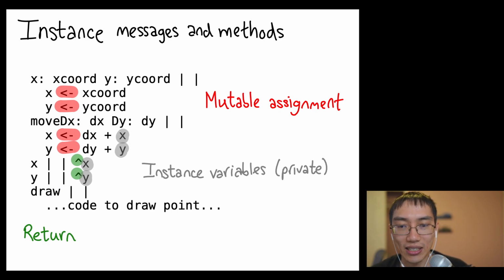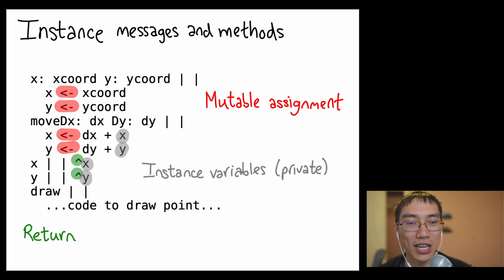Smalltalk is an imperative programming language, so there's a construct for mutable assignment. That's what the left arrow does. It just sets what the x and the y are, and to return from a method, you use the caret character. Don't ask me why. I guess they thought it was short.